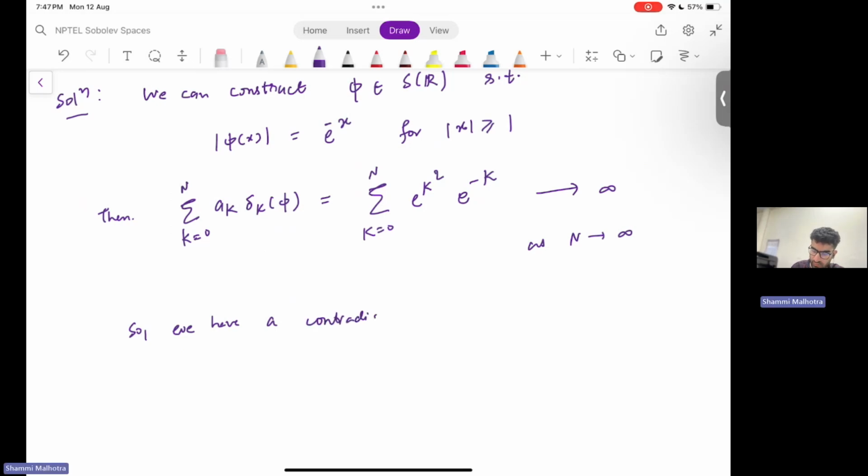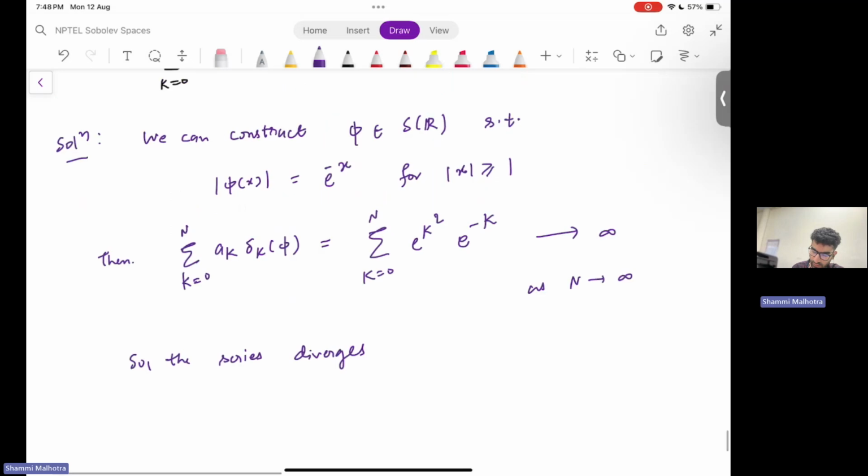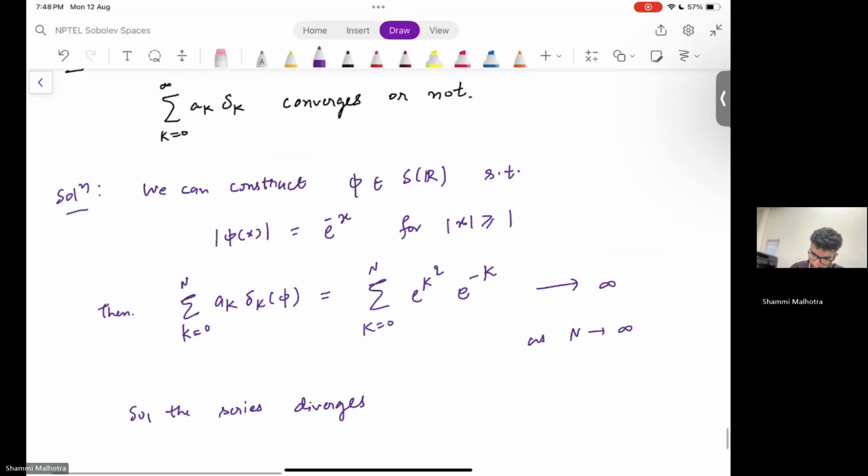So we don't have a contradiction. We don't have this series to be convergent. So the series diverges. In fact, for an easier version, you can take just phi x to be e raised to the power minus x square only.